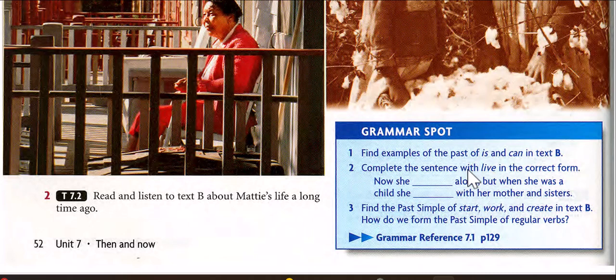Complete the sentences with the verb live in the correct form. Now she lives alone. But when she was a child, she lived with her mother and sisters. The main focus of this part is the verb live. When you use the verb for now, that is present, you say she lives alone. If it is past form, you write she lived with her mother and sisters.